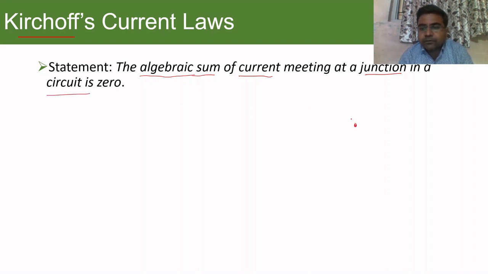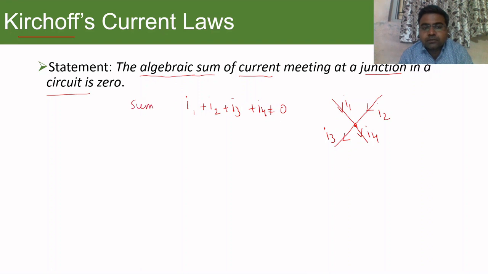So for example, if we have a junction here, and some currents I1 and I2 are coming toward the junction and some currents I3 and I4 are going outside the junction. If I only use the sum of current meeting at a junction in a circuit is 0, it would be wrong. The reason is that if I directly take the sum I1 plus I2 plus I3 plus I4, this will not be equal to 0, right?